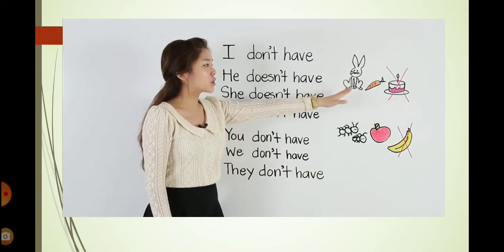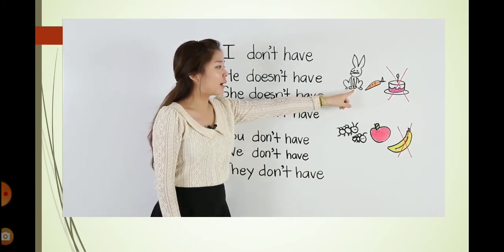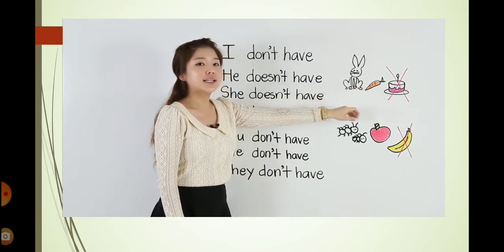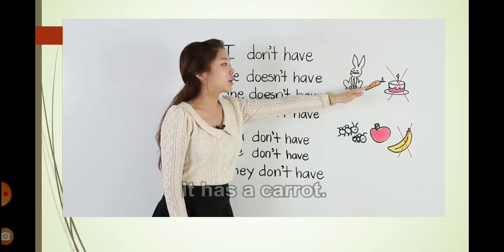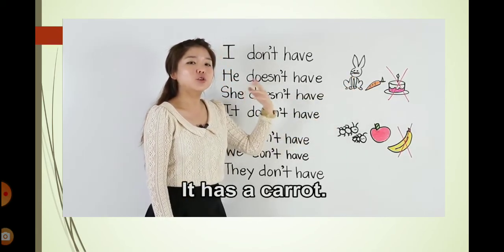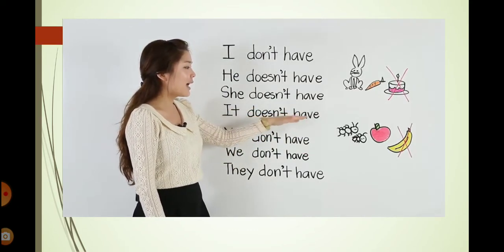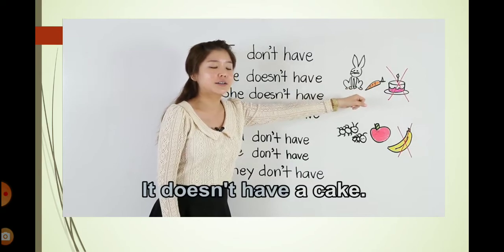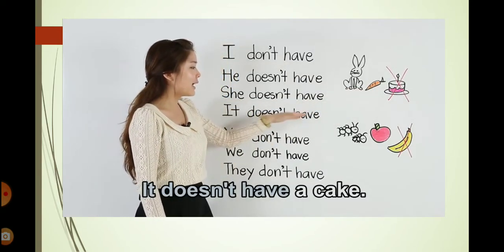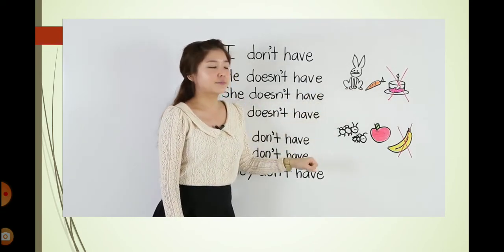So let's look at these pictures. Remember, we have a rabbit and a carrot. So we said, it has a carrot. Okay, but we're doing negatives. So we have to say, it doesn't have a cake.